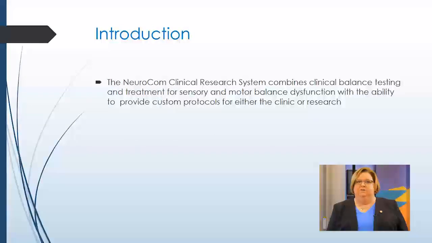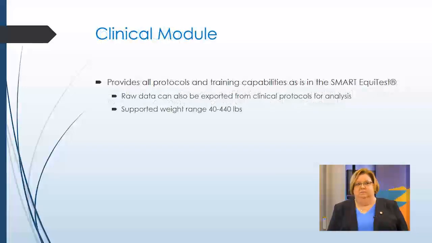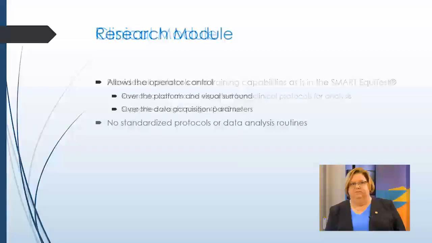So the clinical research system combines the clinical balance testing and treatment for sensory and motor balance dysfunction with the ability to provide custom protocols for either the clinic or research. The clinical module provides all protocols and training capabilities as in the Smart Equa test. The raw data can also be exported from the clinical protocols for analysis, and it does support a weight range of 40 to 440 pounds.